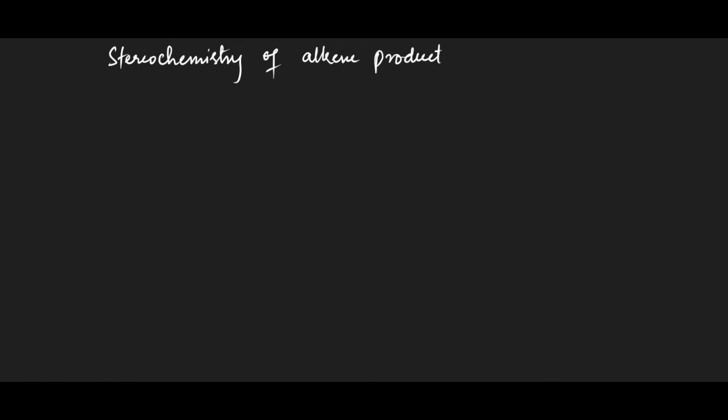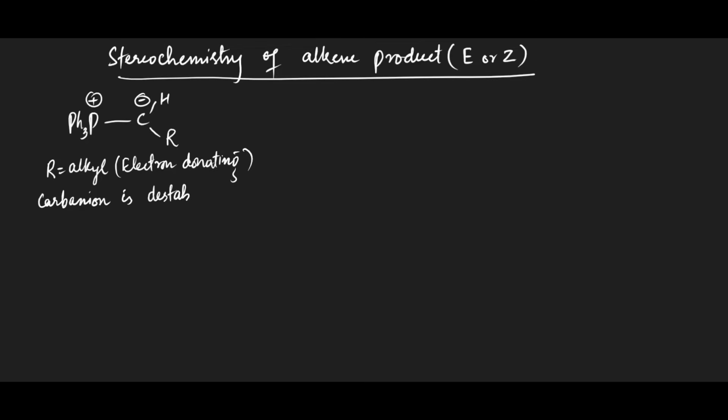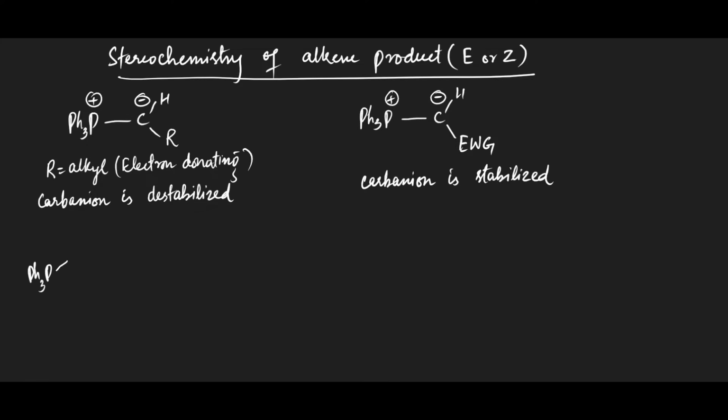Now let us discuss the stereochemistry of the alkene product formed during the Wittig reaction, that is, whether the alkene formed will have E or Z stereochemistry. Before this, consider this Wittig reagent, wherein the carbanion is attached to an alkyl group, which we know is inductively electron donating in nature. Therefore, it destabilizes the carbanion or Wittig reagent. In contrast, this Wittig reagent has the carbanion carbon attached to an electron withdrawing group, and hence it stabilizes the carbanion or Wittig reagent.